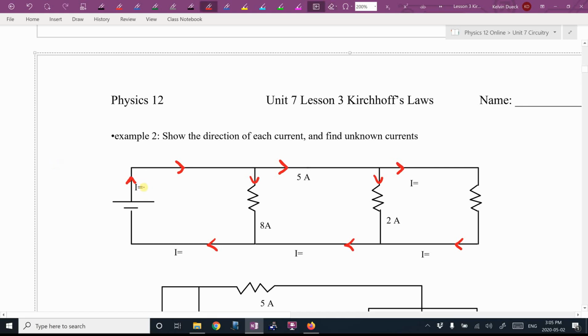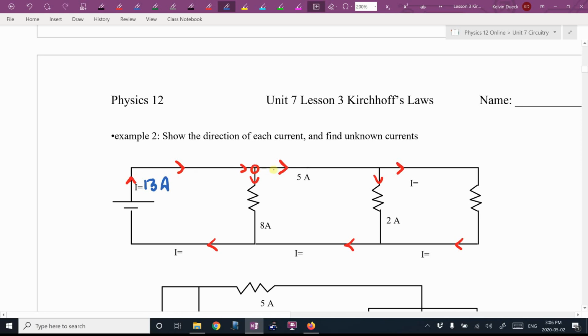Right here is current leaving the battery. Do I know how many amps, how many skiers are leaving the battery, the chairlift? Yeah, I do, because right here, it looks like 5 amps went to the right and 8 amps went down, which means since I have 13 amps flowing out, I must have had 13 amps flowing in, which must mean that this is 13 amps. The total current leaving the battery is 13 amps.